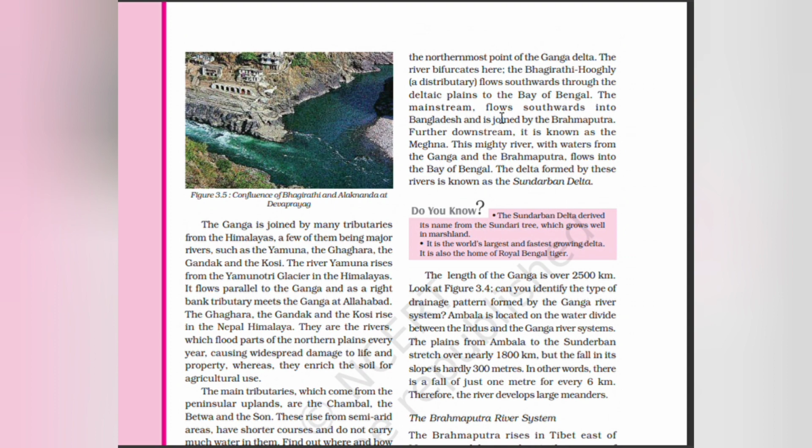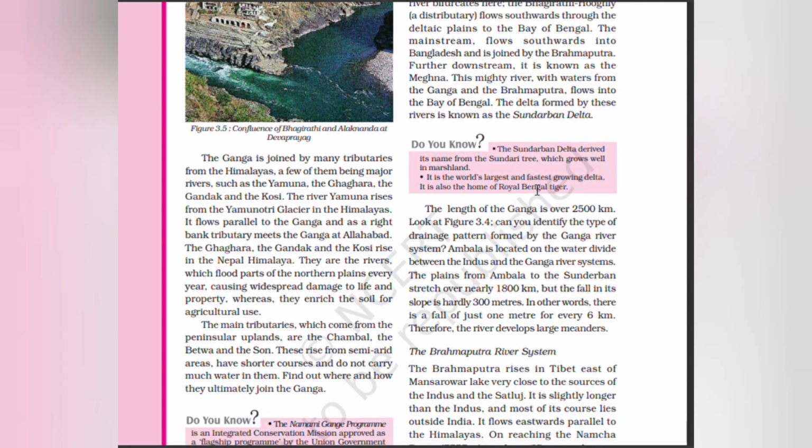The main stream flows southwards into Bangladesh and is joined by the Brahmaputra. Further downstream, it is known as the Meghna. This mighty river, with waters from the Ganga and the Brahmaputra, flows into the Bay of Bengal. The delta formed by these rivers is known as the Sundarban Delta.